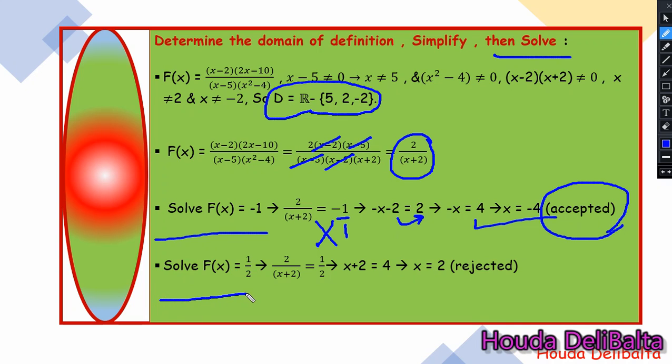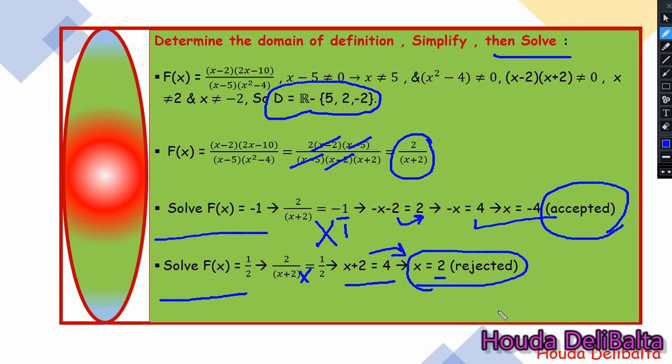While if I solve f of x equals to half, then all what I have to do is to put 2 over x plus 2 equals to half, and to cross multiply again. 1 into x plus 2 is x plus 2, and 2 into 2 is 4. Then x plus 2 equals 4, so taking 2 to the other side, x equals 2. Why did I write rejected? You have to know, because 2 is among the excluded values here, the values that x should not take. So that's why I will say that x equals 2 is rejected.